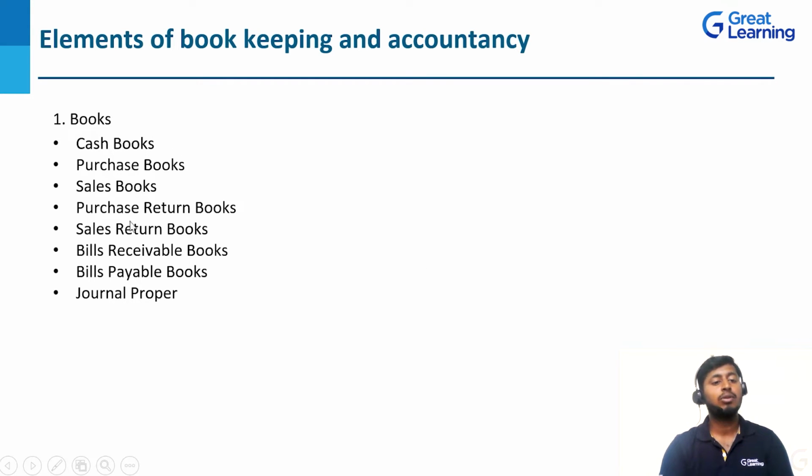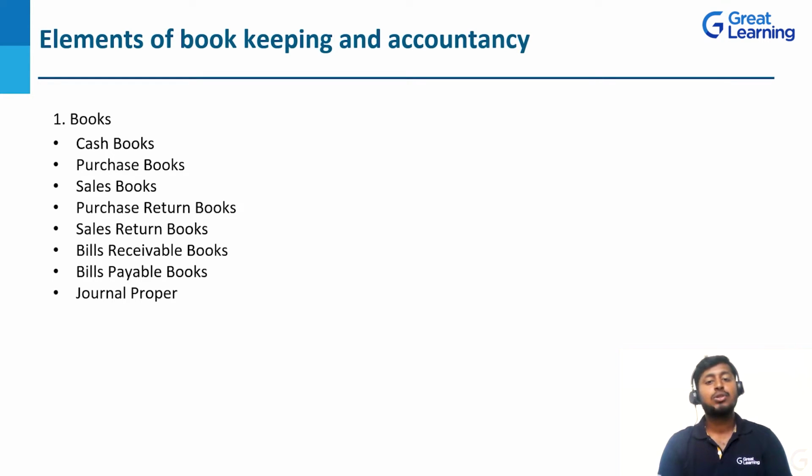Here is the list of books they are going to maintain in bookkeeping: cash books, purchase books, sales books, purchase return books, sales return books, bills receivable books, bills payable books, and journal proper. So these are the 8 books the company needs to maintain in bookkeeping. We'll see them one by one.